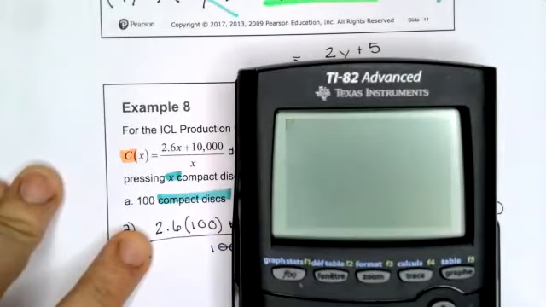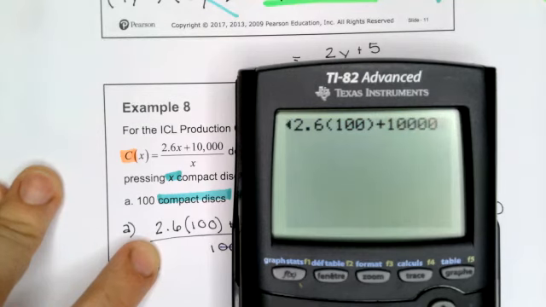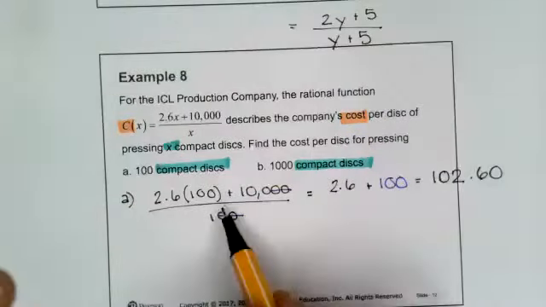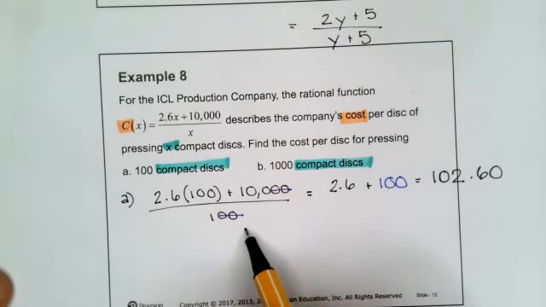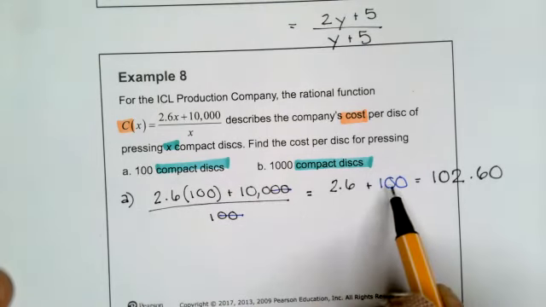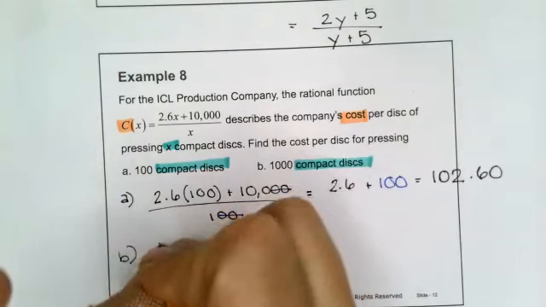Or you could put it all into your calculator. So 2.6 times 100 plus 10,000 divided by 100 gives you the same answer. So that's another opportunity to factor. 2.6 times 100 divided by 100, cancel out the 100s, you just get 2.6. 10,000 divided by 100 is 100, and then 100 divided by 100 is 1. So that cancels out.